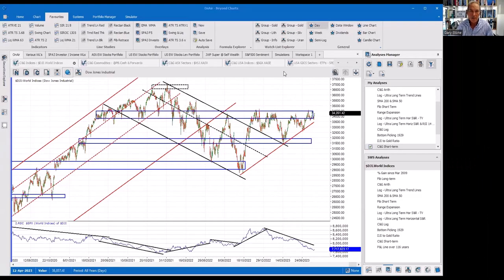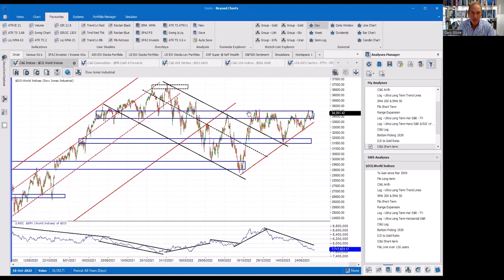Okay, what I'm going to do, it's going to be a relatively quick session. I'm going to swap over into our technical analysis software, and we are going to just go through the major indices in the United States and in Australia. Right, the first chart that we usually look at is the Dow Jones Index.